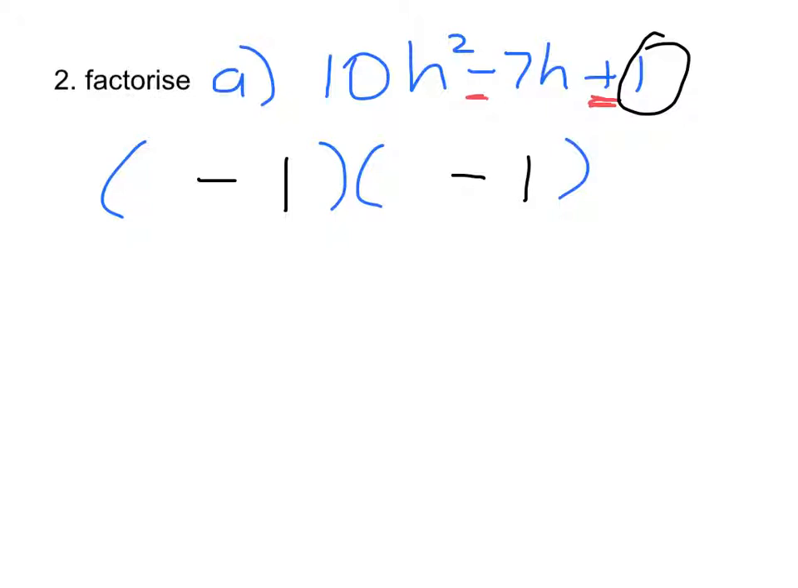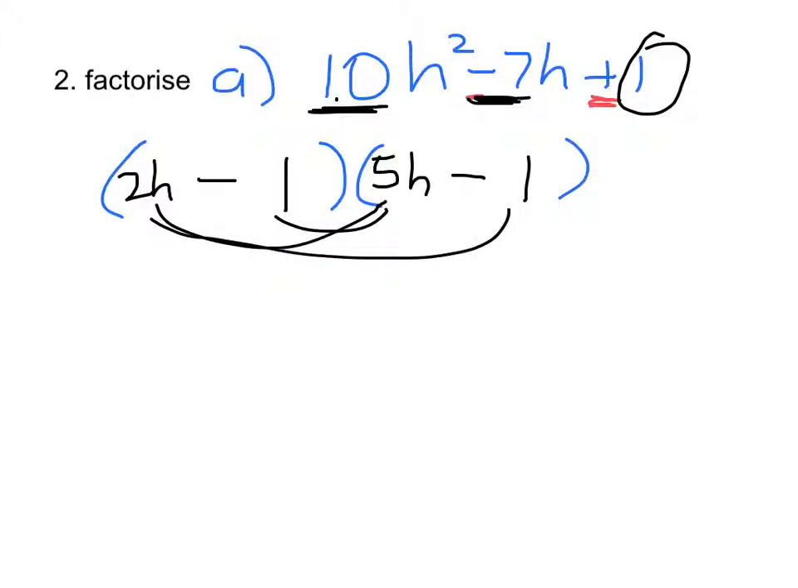And now I can see I want two numbers that times to give me 10, right, and add to give me negative 7. So it's going to be 2h and 5h. So have a look at that, see if we're happy. Yep, 10h squared minus 5h minus 2h plus 1. So that's good. Right, next one.